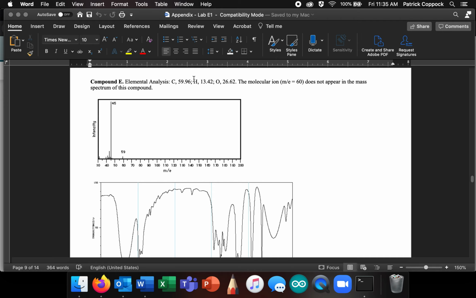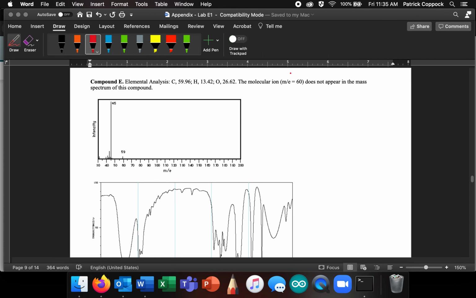Okay, so we're going to do compound E, and we're going to figure out what this is. And we're going to figure it out by, first of all, doing the empirical formula. So the empirical formula goes first.